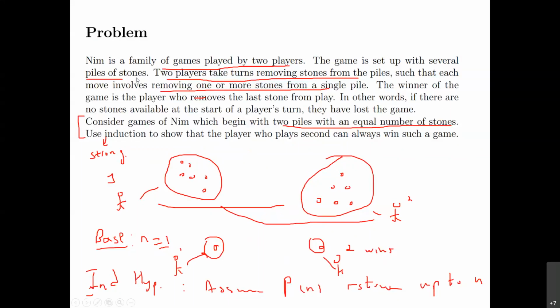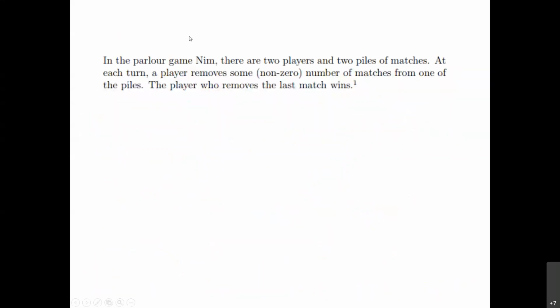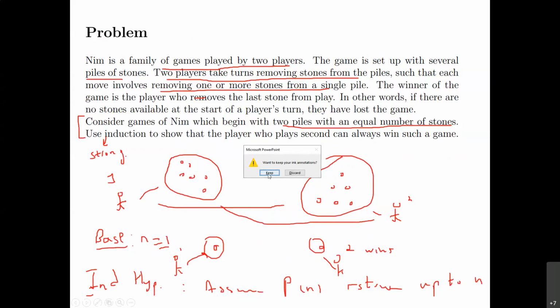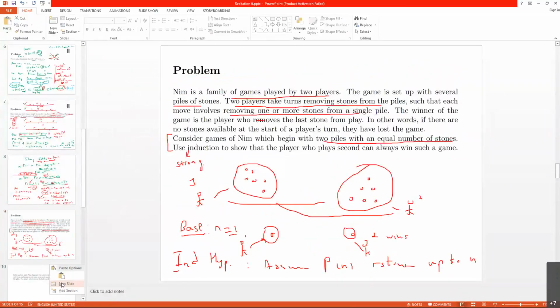Thought I added something here. Keep. Okay.